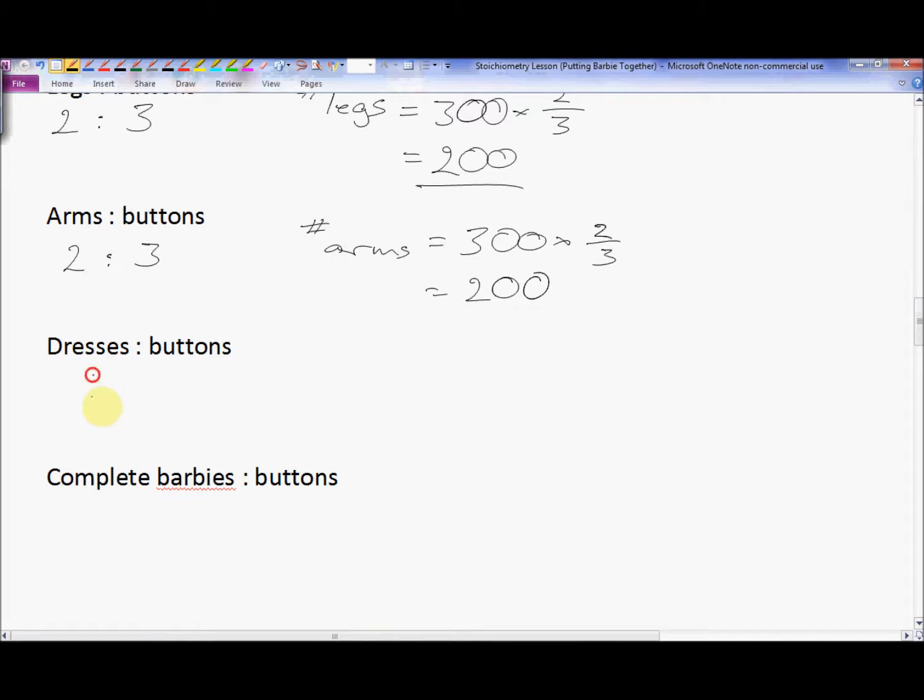So our number of dresses to order to go with our 300 buttons is going to be 300 times 1 over 3, which is 100 dresses.